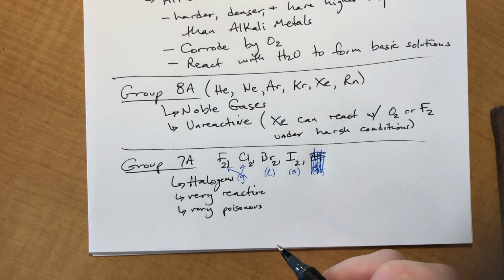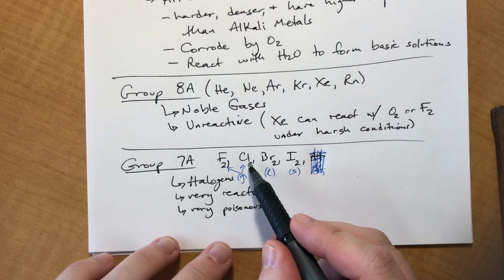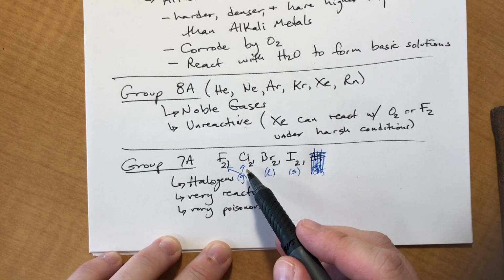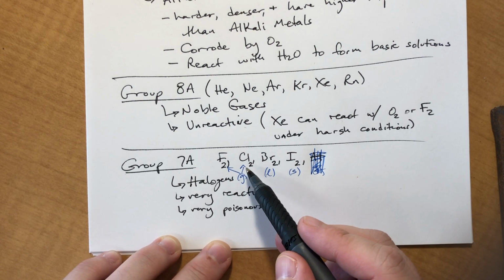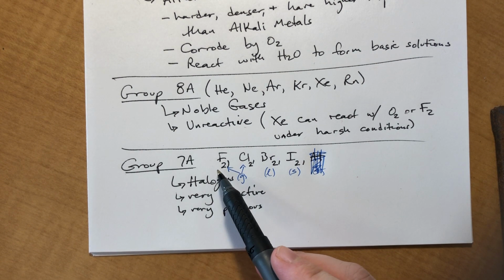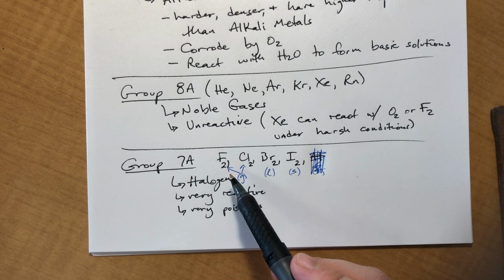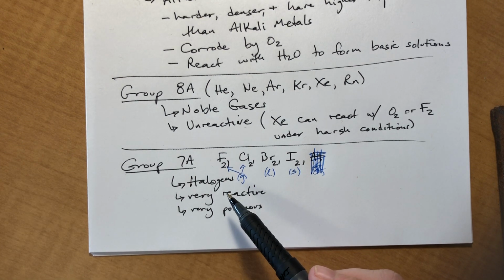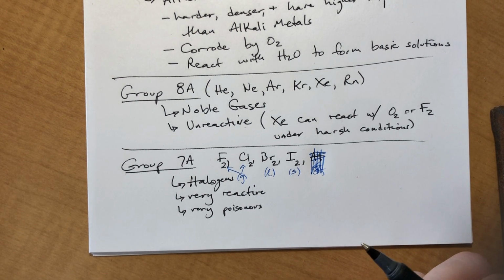But we sometimes use this to our benefit. Like chlorine, we use to purify drinking water. We use it in swimming pools to kill anything that's growing in there. We use the poisonous attribute to help us. Okay. Fluorine, they actually use fluorides to help strengthen enamel in your teeth. Yeah, stuff like that.